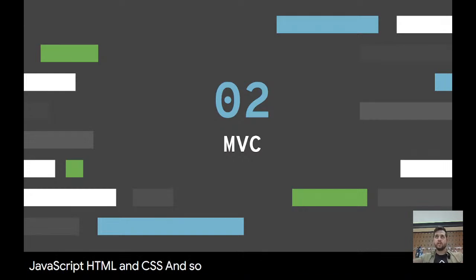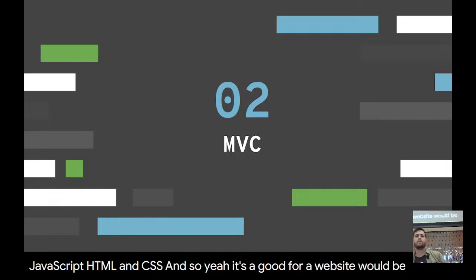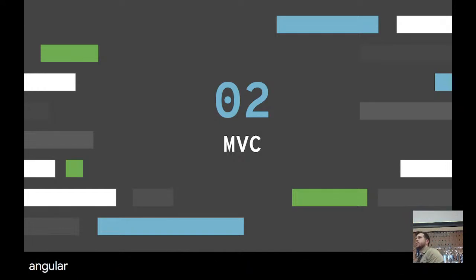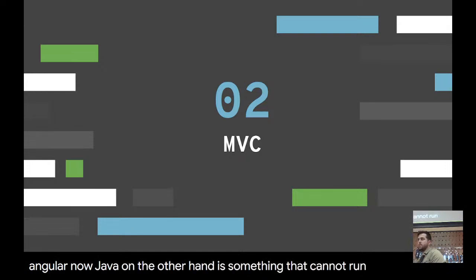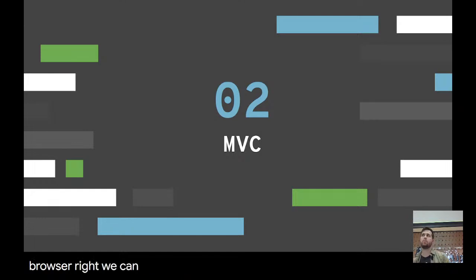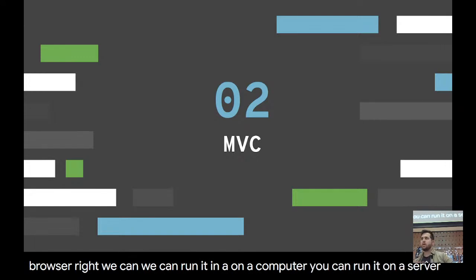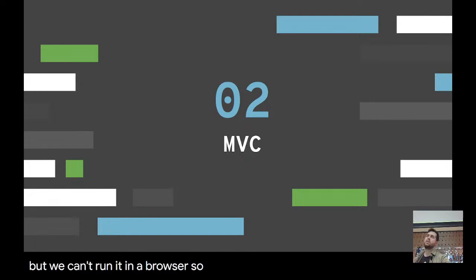And so, yeah, for a website it would be Angular. Now, Java, on the other hand, is something that cannot run in a web browser, right? We can run it on a computer. We can run it on a server, but we can't run it in a browser. So Java Spring has a different set of things that it's going to be used for.